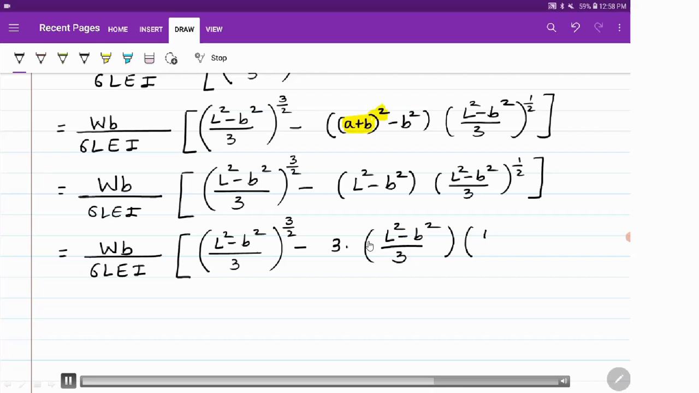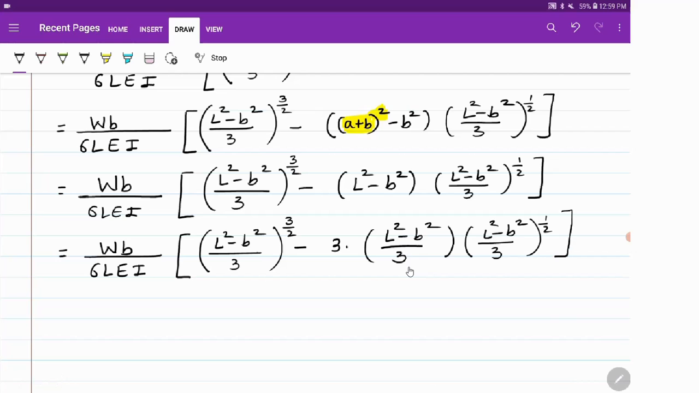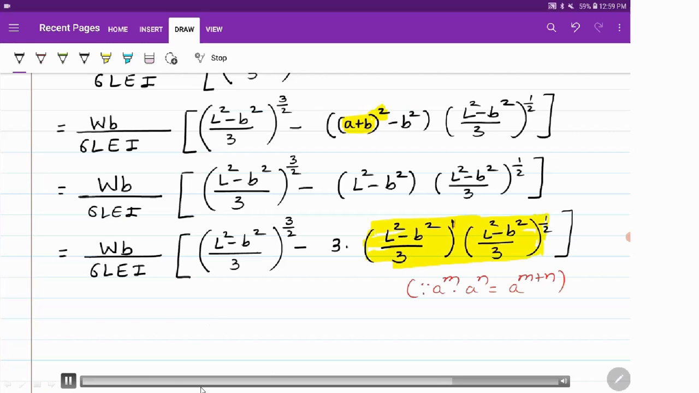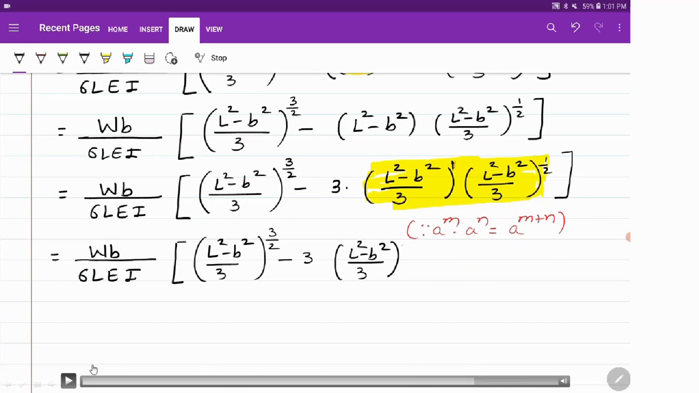And now the important part. We have multiplied by 3 and divided by 3 to this term. So L square minus B square, we have multiplied by 3 and divided by 3. And now if you consider these two terms, it is A raised to m into A raised to n is A raised to m plus n. So this (L square minus B square) upon 3 is nothing but our A. M is 1 and n is 1 by 2. So this is (L square minus B square upon 3) raised to 1 plus 1 by 2, that is m plus n. And 1 plus 1 by 2 is nothing but 3 by 2. So that is the form of this first term itself.